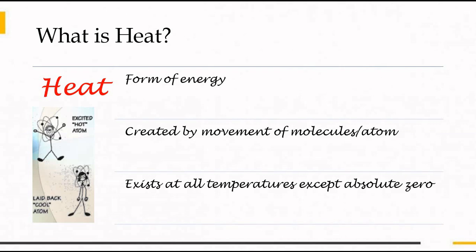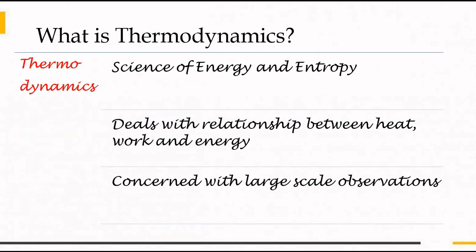We can say that a substance of molecules or atom with slow movement will be at lower temperature, and a substance of molecules or atom with vigorous movement will be at higher temperature. It follows from the above statement that heat will be existing at all temperatures except absolute zero. That is, at absolute zero, the molecules or atom will have no movement.